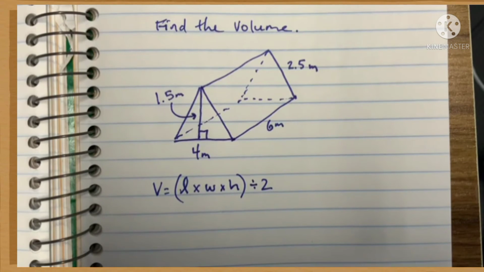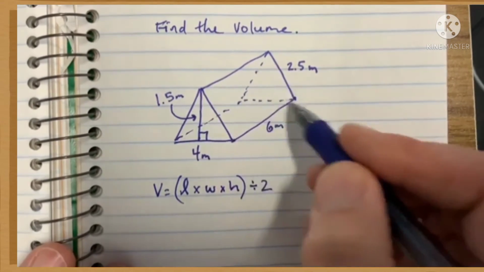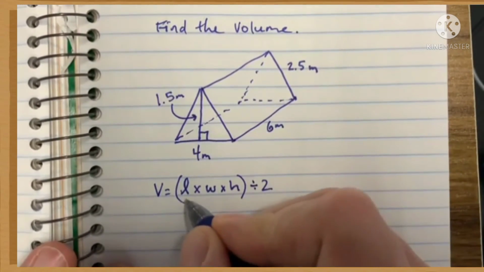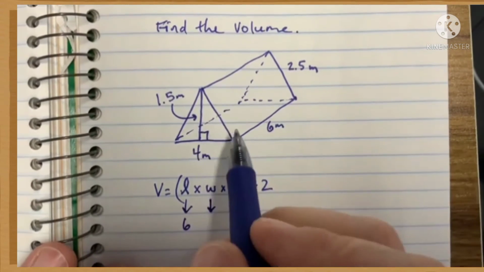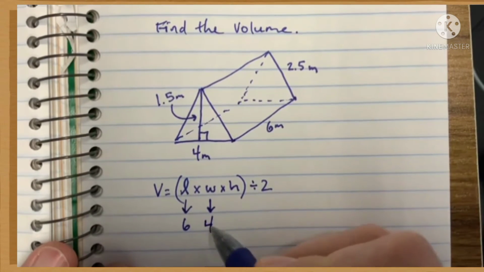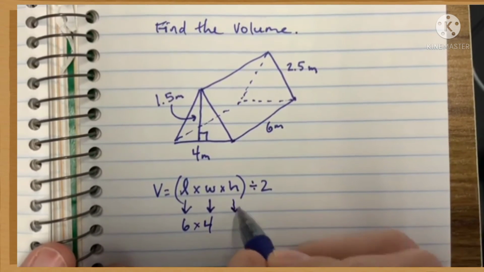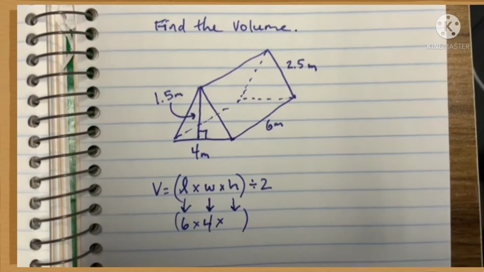Now we need the length. The length is the distance the two triangle faces are apart from each other, 6. The width is how wide the base is, or the bottom of the triangle, 4. And now we get to the tricky part, the height. The height is how tall the triangle is. And remember, when we measure height, height is a vertical line going straight up and down.